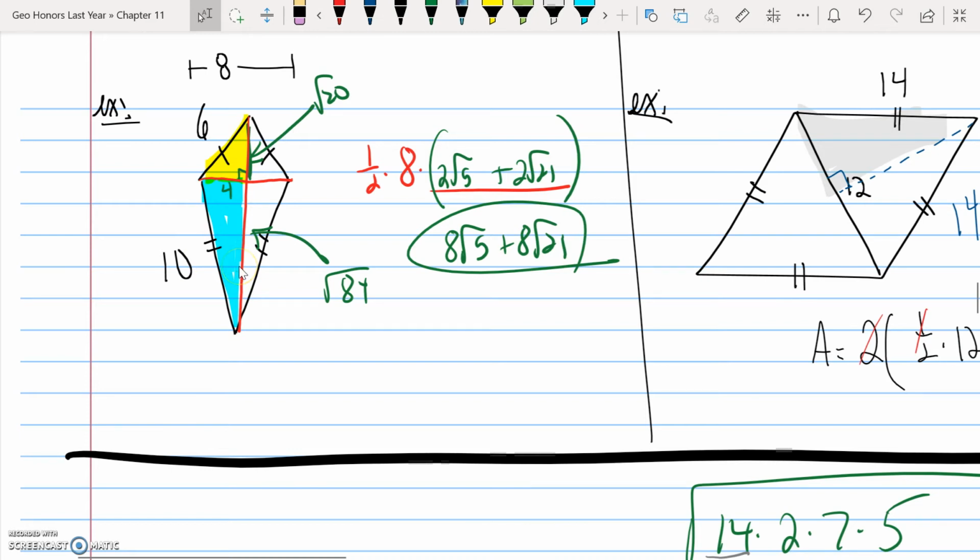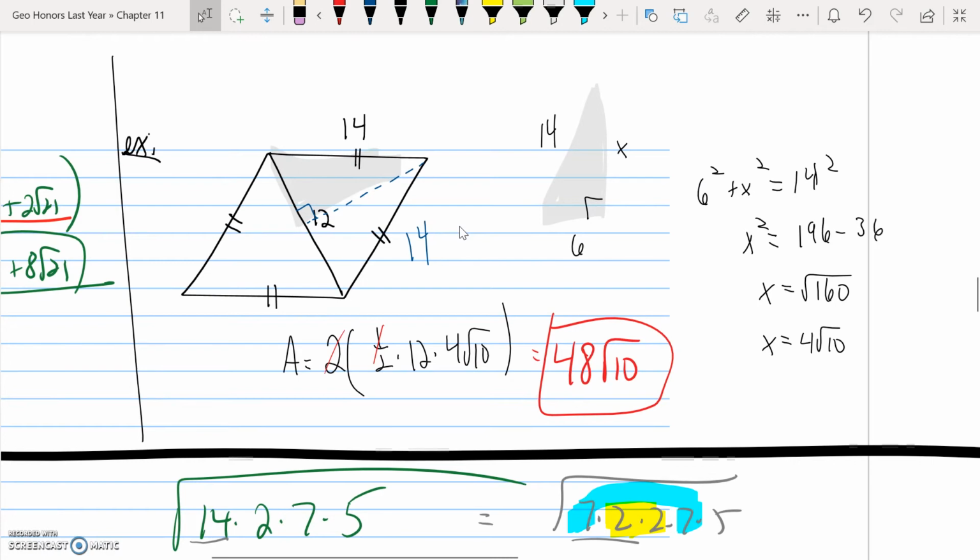So then I went to the kite formula for area. 1/2 times diagonal 1, which was 8, times diagonal 2, which is 2 root 5 plus 2 root 21. 1/2 times 8 is 4. And then distribute the 4 to both of those values, and here is a nice exact answer for that one.